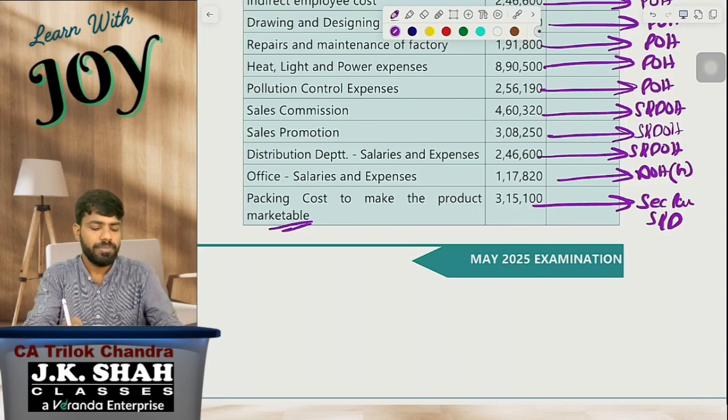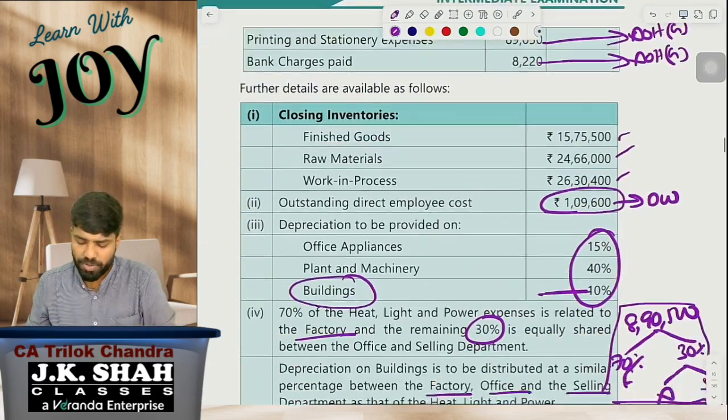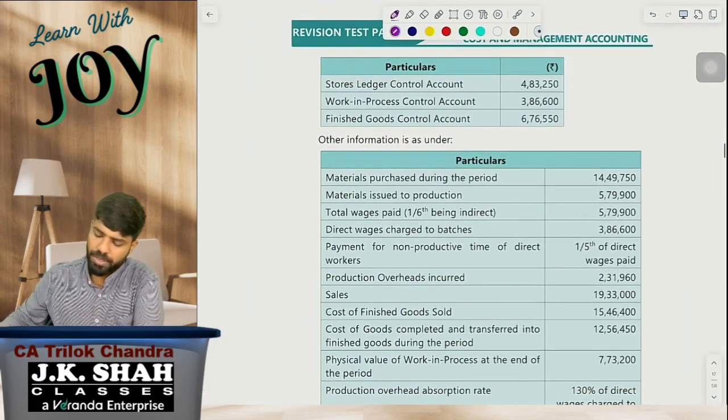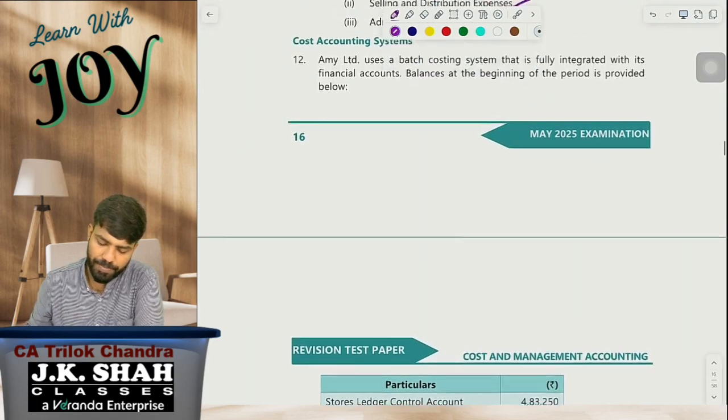Fine. Next. Cost accounting system. Look at the question. Cost accounting system. Look at here.